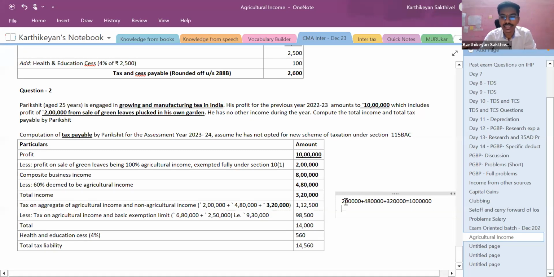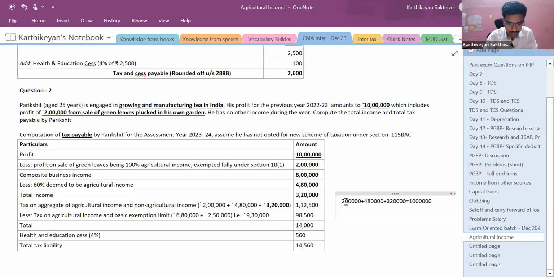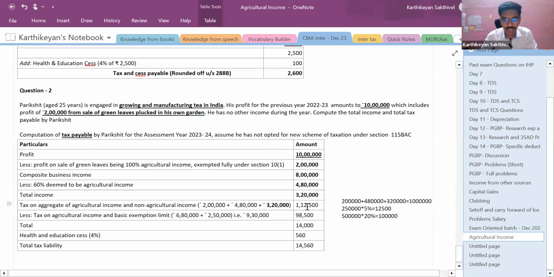The general tax on 10 lakhs comes to 112,500. How does the 112,500 come? First, 0 to 2.5 lakhs is exempt. Correct? So 2.5 to 5 lakhs is 2,50,000 at 5%. We have already seen that this is 12,500. Above 5 lakhs it is at 20%, which is going to be 1 lakh. So if you add both, it is 112,500. That 112,500 is what is here.